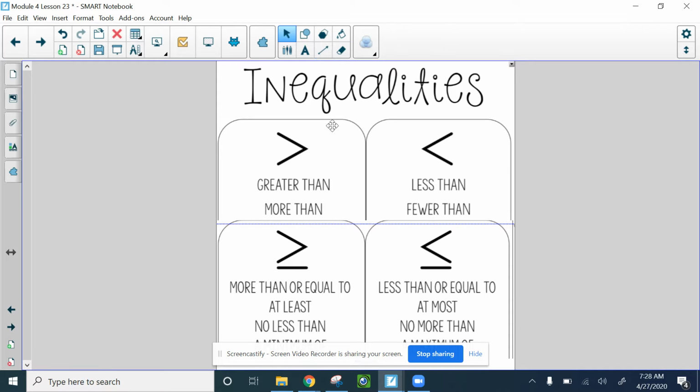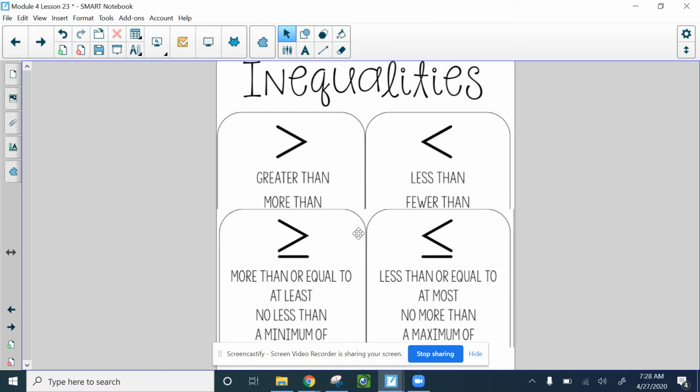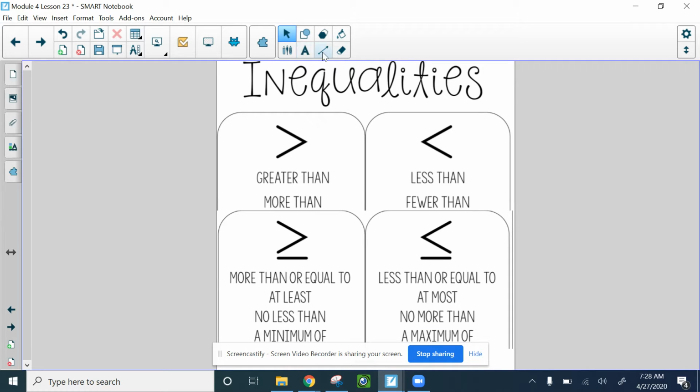Let me move this up a little bit so we can actually see everything on the bottom. So inequalities, if I have this symbol, this is going to be the greater than symbol. I'm going to trace over this in red so you can see which one I'm talking about. This is our greater than symbol. So for example, I could say 5 is greater than or more than 4. Okay, so we're going to be looking at the greater than symbol.